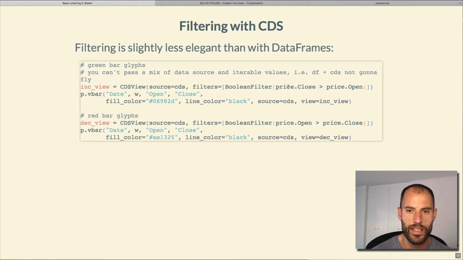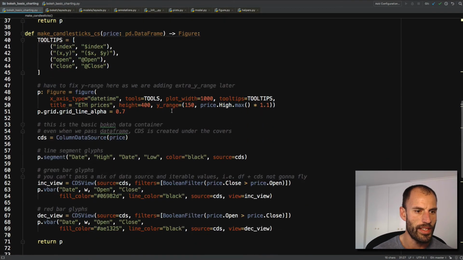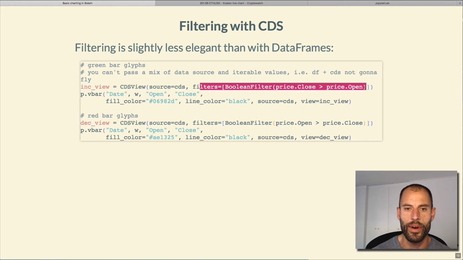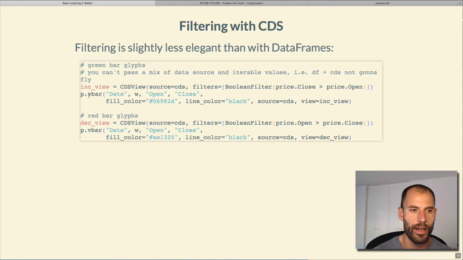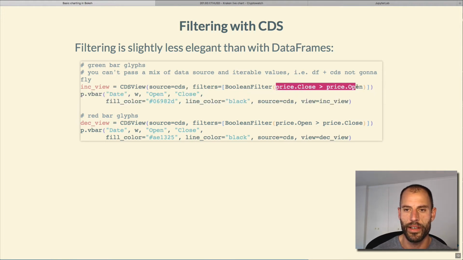So what we use in this case is a view. This is almost analogous to a database view. We have the source with the full data, and the view is a filtered version of that. And so I create the CDS view. This is all in the code that you will find on the GitHub. And what happens here is I create this view, and I give it the source, and I give it a number of filters. In this case, I only have one filter. It's a Boolean filter where price close is bigger than price open. So that's a green bar, and then I render that bar given that view. So now it will only render at the dates where this Boolean was true.